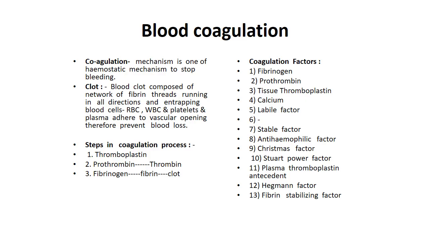So factor 1 is fibrinogen, 2 is prothrombin, 3 is tissue thromboplastin, 4 is calcium, 5 is labile factor, 6 is not recognized, 7 is stable factor, 8 is anti-hemophilic factor, 9 is Christmas factor, 10 Stewart-Prower factor, 11 plasma thromboplastin antecedent, PTA, then 12 Hageman factor, and 13 fibrin stabilizing factor. So factors 8 and 9 are related to hemophilia A and B.